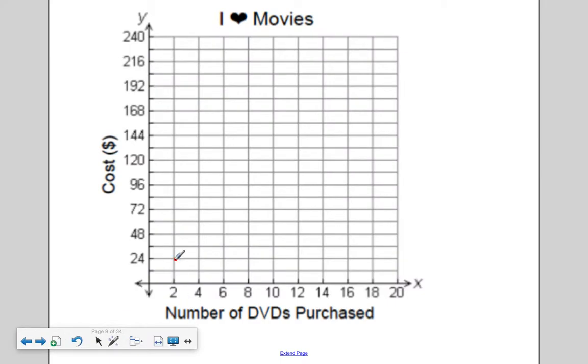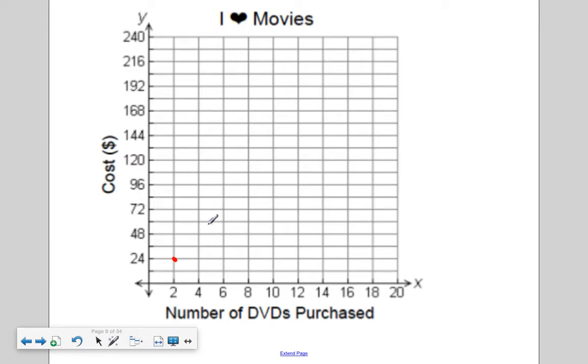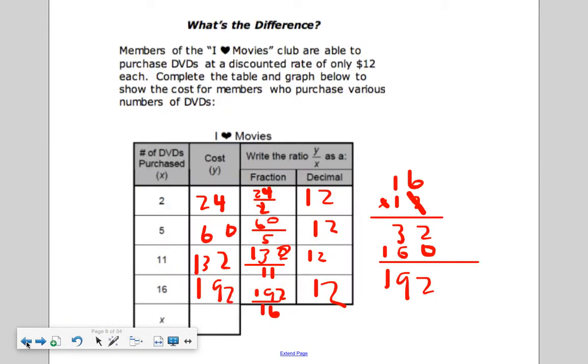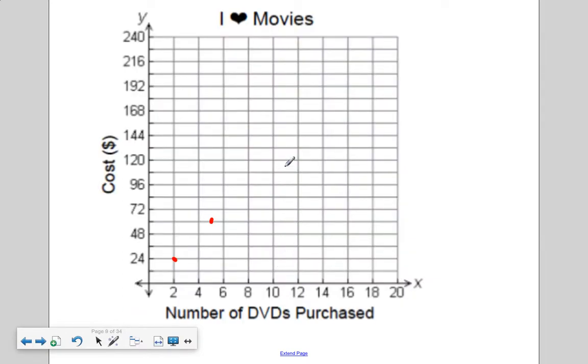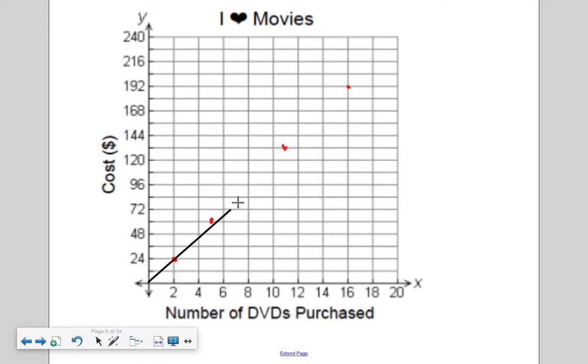2 DVDs cost $24. 5 DVDs cost $60. 11 DVDs cost $132. 16 DVDs cost $192. And if I connect the dots, I know I have a line somewhere here. There. 0 DVDs will cost $0. If I connect the dots right there, you can see it is at a constant rate. That means it is increasing $12 for every DVD.